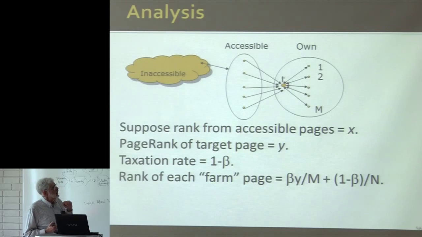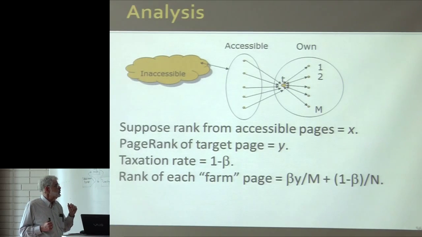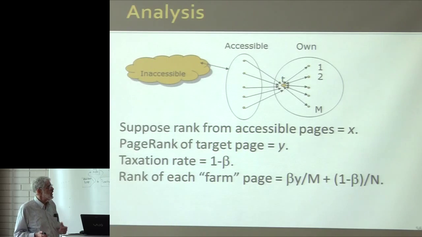Now, I'm assuming the taxation rate is 1 minus beta. You can think of beta as 0.85. That's a common choice. So, in other words, you get to keep 85% of your page rank for the next round. 15% of it is taxed away.